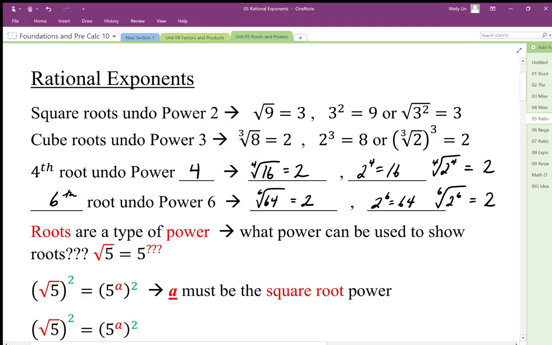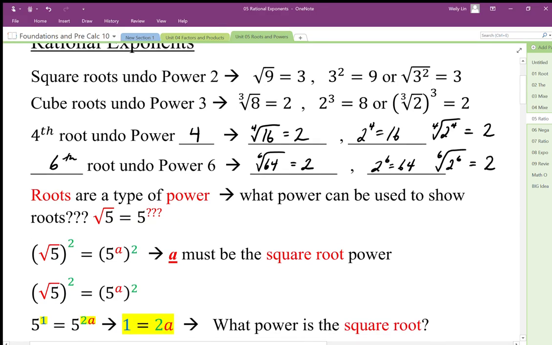So essentially, if roots and powers undo each other, roots must be a type of power. In fact, they are. But what power do we use to show a root? If I have the square root of 5, it can be expressed as some power. And what is that power? So let's take a look at what that power might be. This is an argument we're going to make.